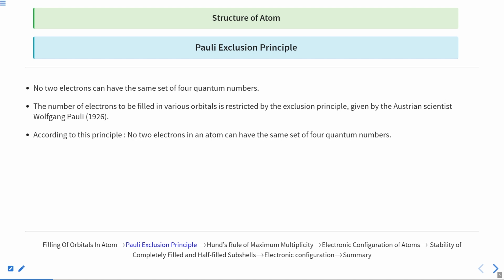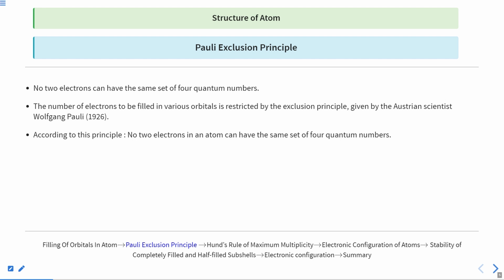The number of electrons to be filled in various orbitals is restricted by the exclusion principle given by the Austrian scientist. So what does it mean? You cannot put 3 electrons in an orbital. Because if you do so, then all the values are already the same: principal quantum number value, azimuthal quantum number value, ml value. The only difference was that they have different spin.